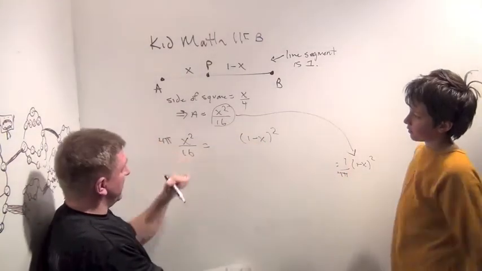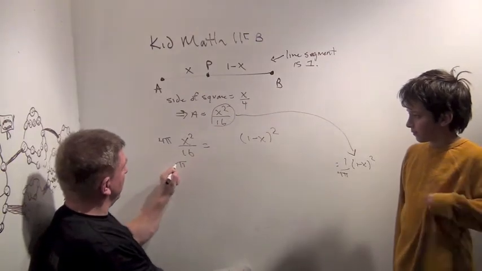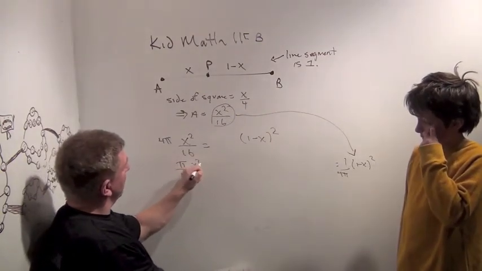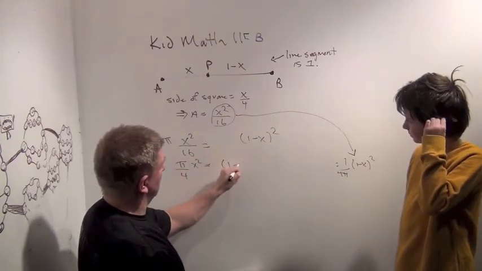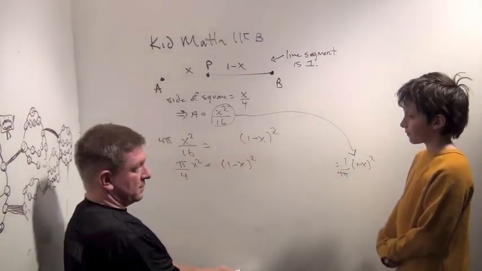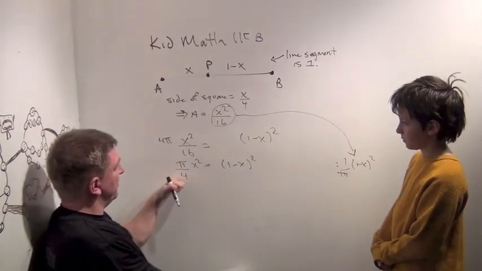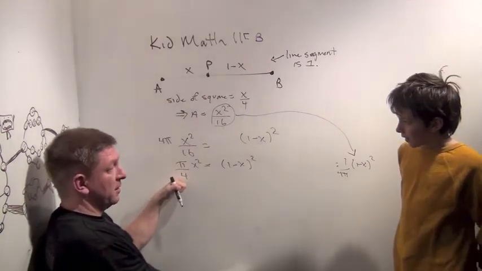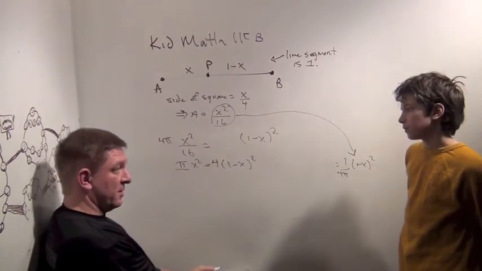What's 4 pi divided by 16? It's just pi over 4. So I get pi over 4 times x squared equals 1 minus x squared. And maybe I could even simplify further, maybe I should multiply both sides by 4. So we get pi x squared equals 4 times 1 minus x squared.